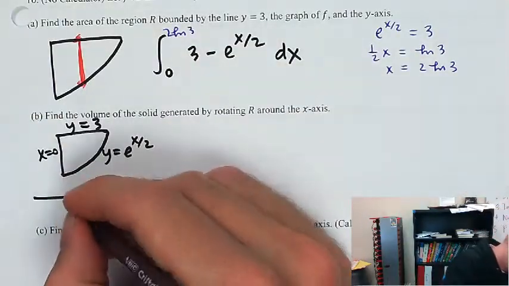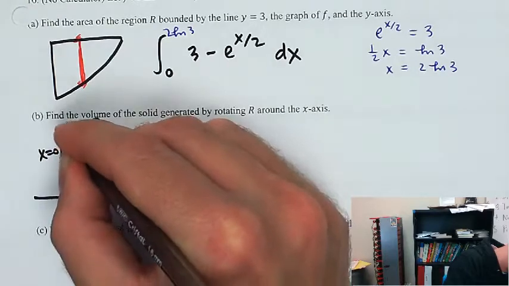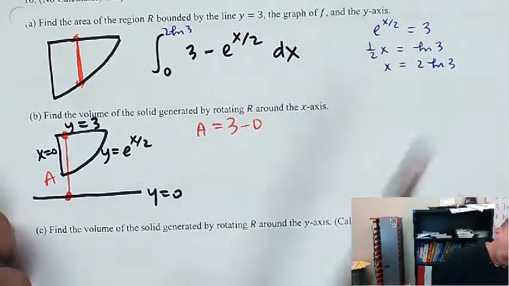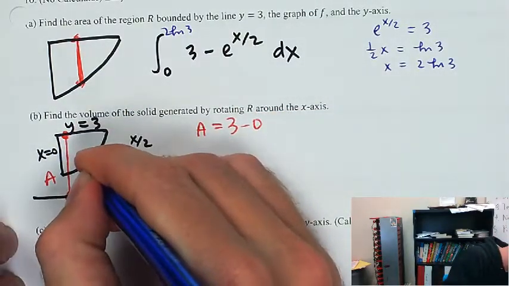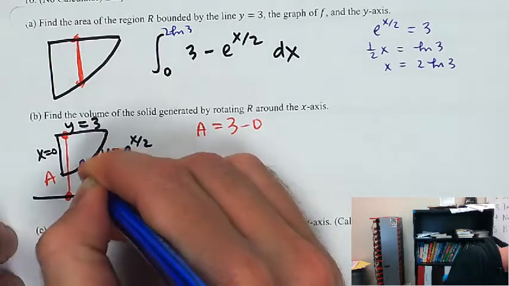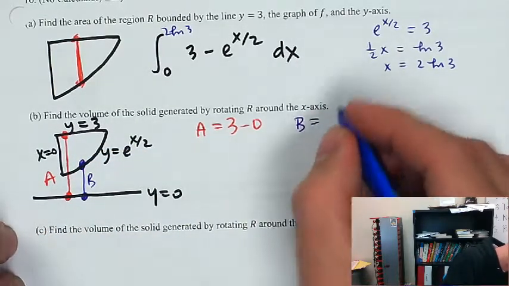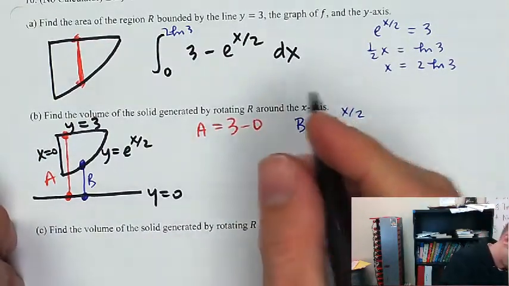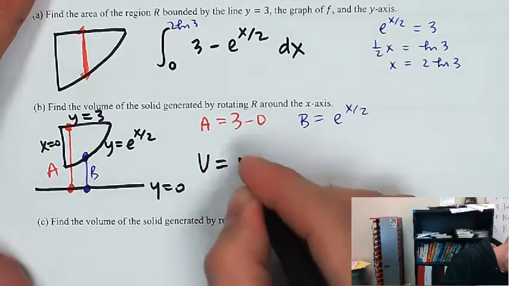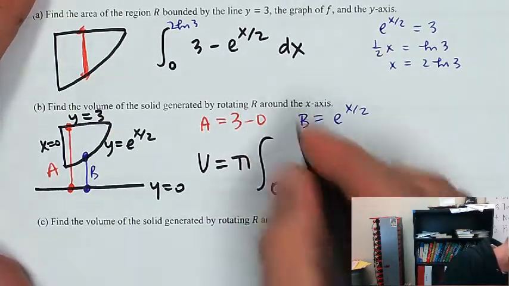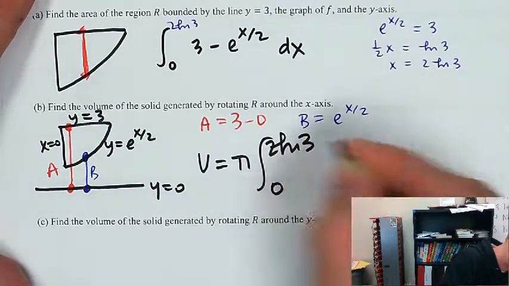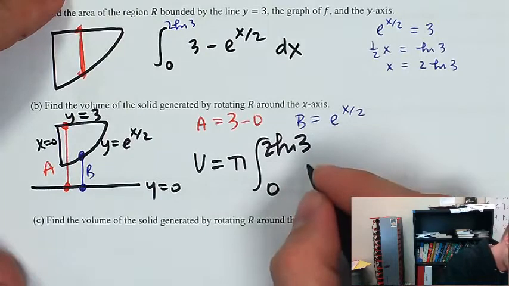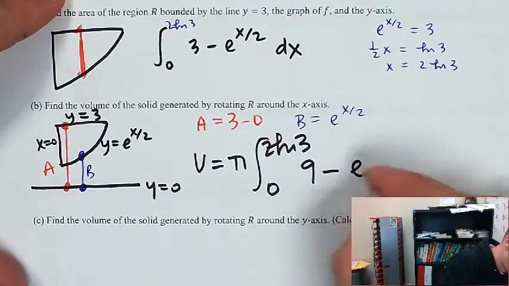And we're going to label our sketch some more. Top minus bottom, 3 minus 0. Small radius is e to the x divided by 2 minus 0. And then the volume is going to be pi times the integral as x runs from 0 to 2 times the natural log of 3, like I just learned above right here, of a squared minus b squared.